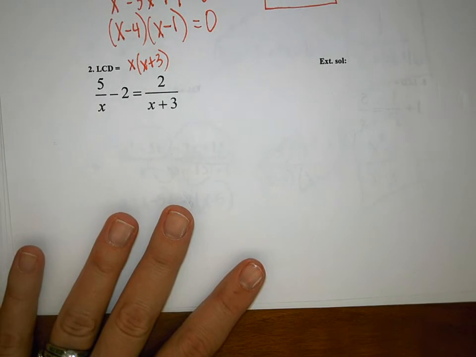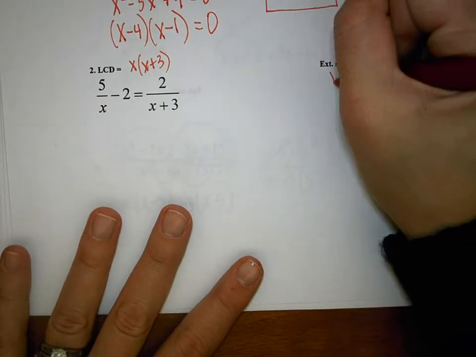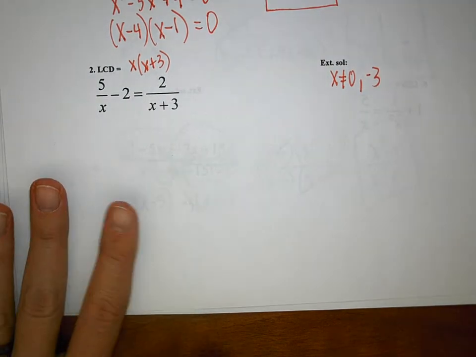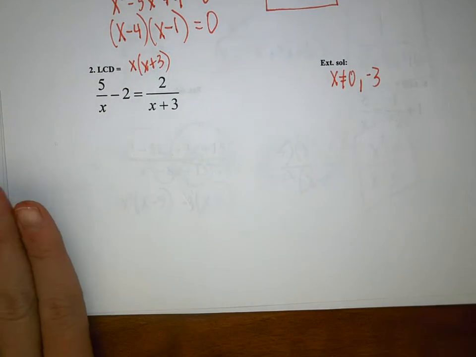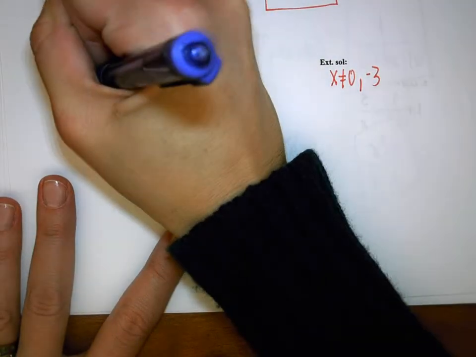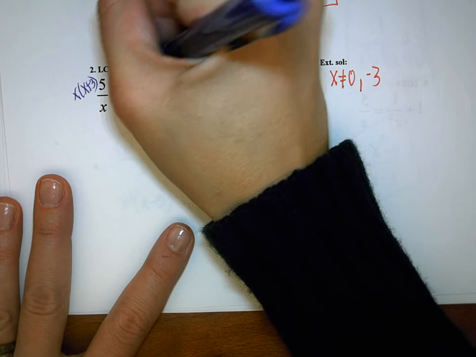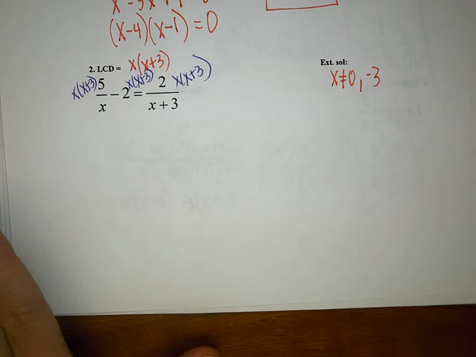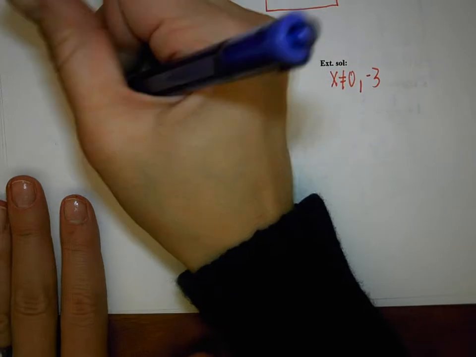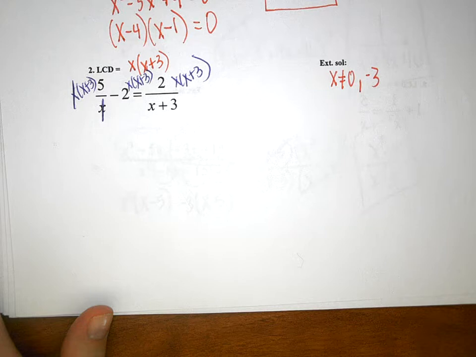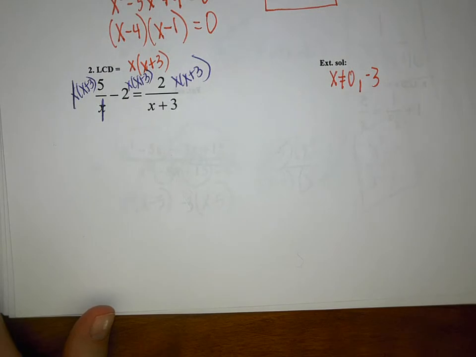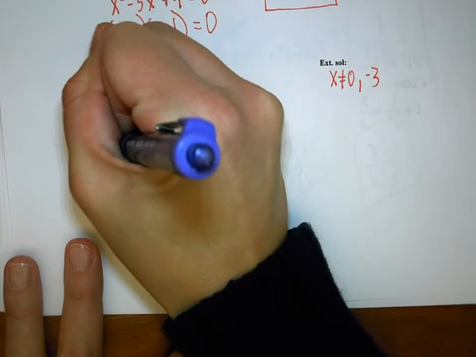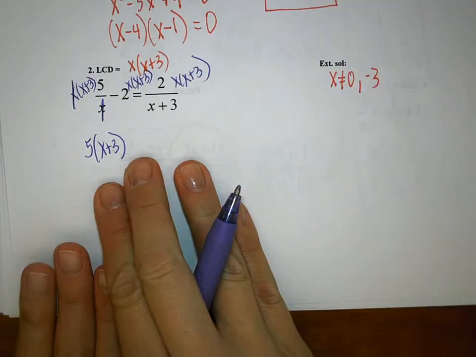What will be my extraneous solutions on this problem? Good. So now that we know what our LCD is, I'm going to go to every term and write x times x plus 3. Okay, on my first one, the x's cancel out, and we're left with 5 times x plus 3. If you want to, we could just write it like this for a minute, 5 times x plus 3. If you want to distribute it, you can. I'm going to write it like this for a minute.